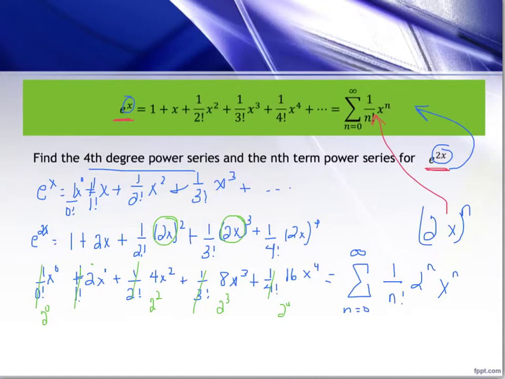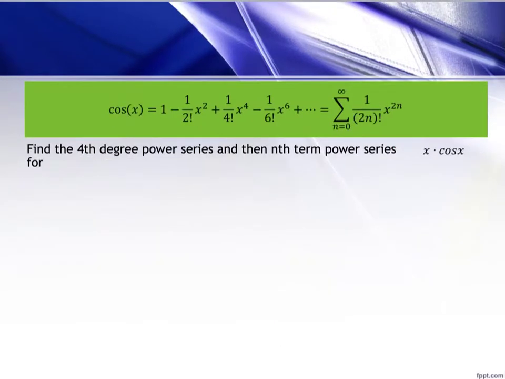Now, there are going to be times you're going to want to write them like this. There's nothing wrong with writing the problem like this. You are allowed to write it as 2x to the n, but there'll be times where some stuff will cancel and simplify. And if you combine those as 2x all to the n, it may be hard to see the simplifications. So now let's look at one involving cosine.